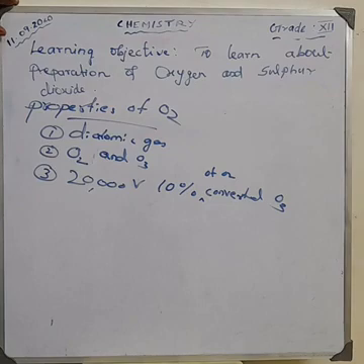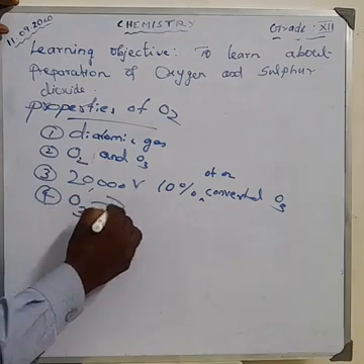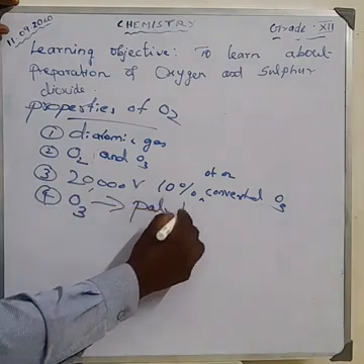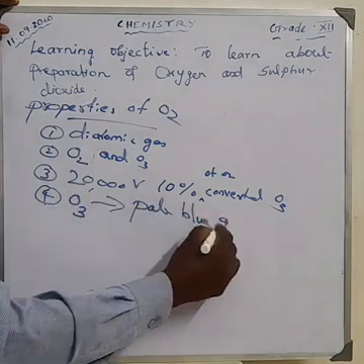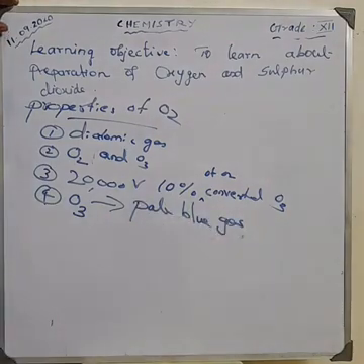Here, what is the color of pure ozone? It is a pale blue gas. Okay? At least 3 or 4 points you should learn.